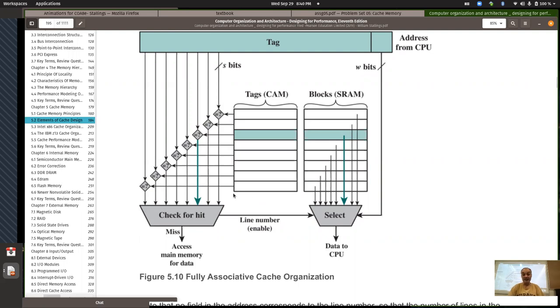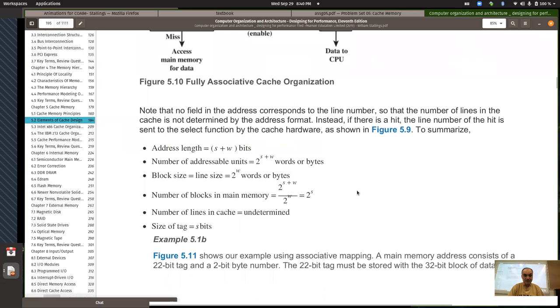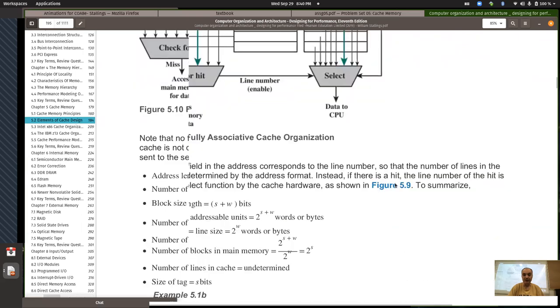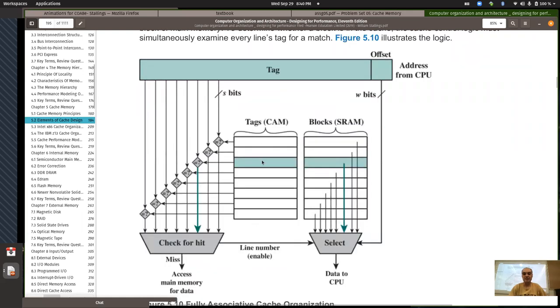So there are various algorithms for trying to predict which is a good line to select to be kicked out, right? I'm sure these are discussed in here. You can use something simple like first in, first out, or you can try to use something more complex like least recently used. But all of those decisions for the line replacement add a lot of complexity for the associative caching scheme here.